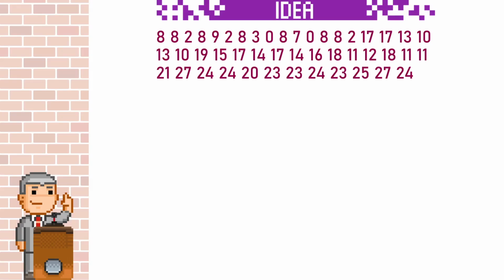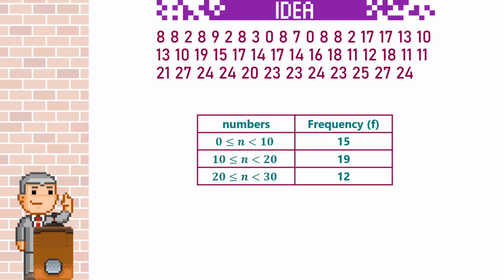To put this data into a grouped frequency table, we need to first of all figure out what our groups are going to be. So we can pick the groups of 0 to 10, 10 to 20 and 20 to 30. But the problem is that 10 could go in the first or second group. So we use these inequalities to say if it's 10, it goes in the second group. Then we can just work out our frequencies by counting up how many are between 0 and 10 but not including 10. There are 15 and then 19 in the next group and 12 in the final group.